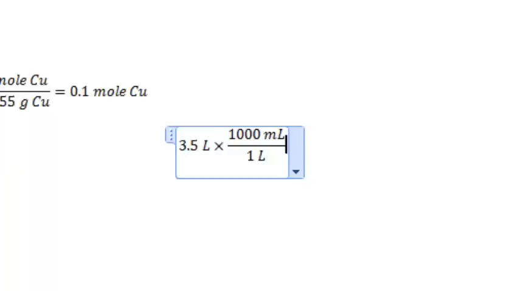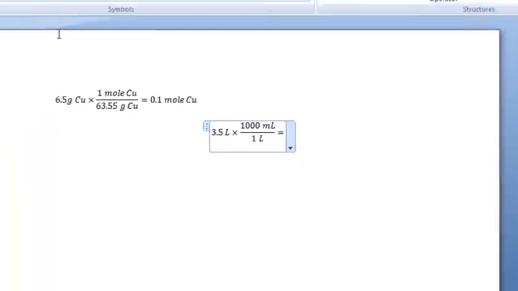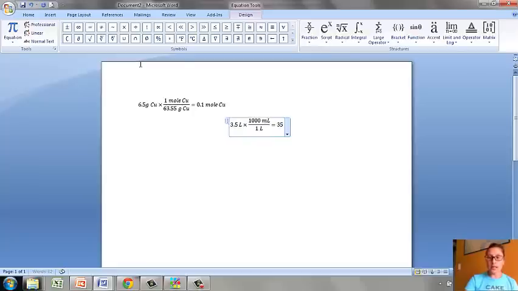And I'm going to do my equal sign. And then at this point I would calculate 3.5 times 1,000. I'm just going to add 3 zeros or move my decimal 3 spots. So that's going to give me 3500. And then I also need to make sure to include my units. Once I'm done, I hit enter.